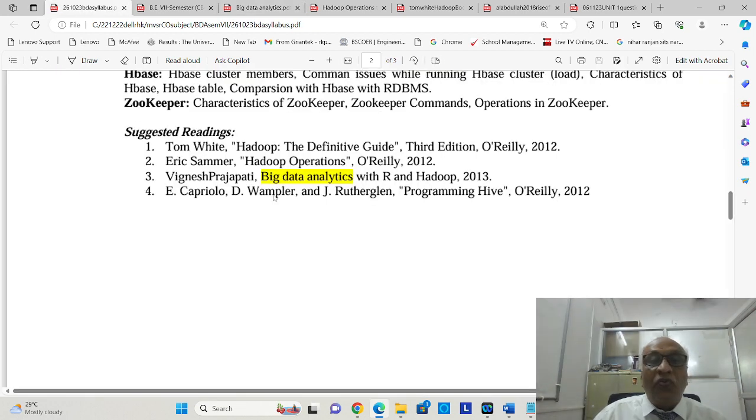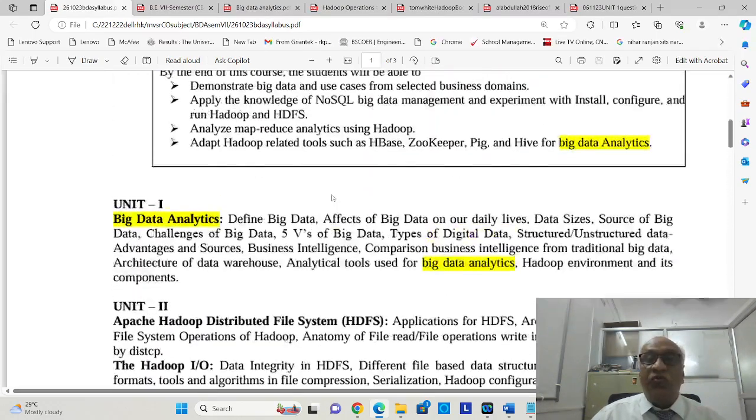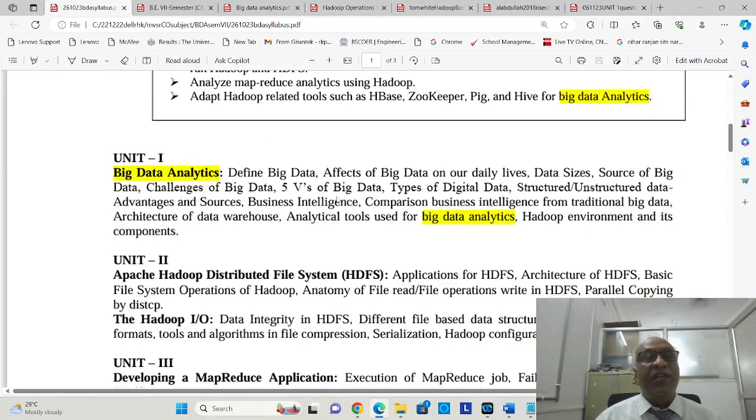Then the fourth book by Capriolo, Hive, is totally for Hive programming. So we have to rely on other material as far as this Unit 1 is concerned. That's why we collected and compiled, whether it is 5 V's of big data or definitions of big data, different types of big data. So we use different resources and sources for discussing these topics.